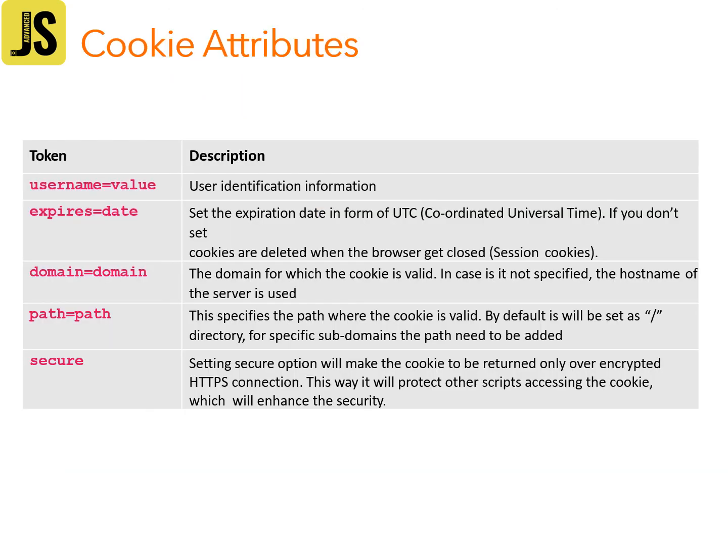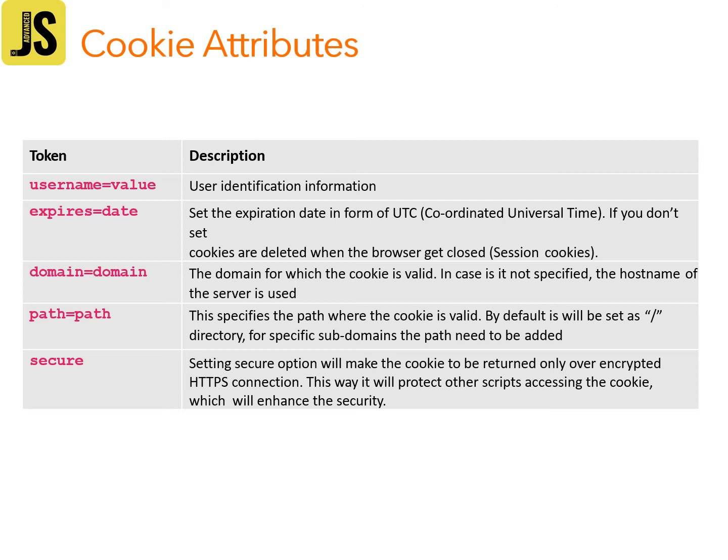We will see the different types of cookie attributes. Username is equal to value, and it is user identification information. Expires is equal to date. It can be used for setting the expiration date in the form of UTC. If you don't set the expiration, cookies are deleted whenever the browser is closed, and this type of cookie is termed a session cookie. Then domain is equal to domain, the domain for which the cookie is valid. If it is not specified, the host name of the server is automatically considered.